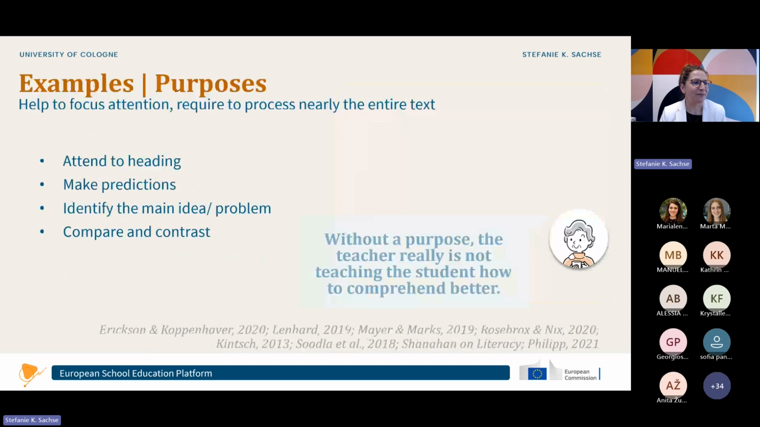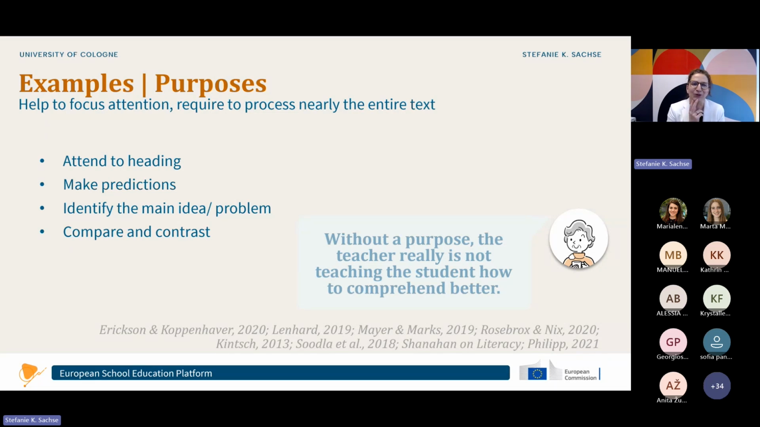So let's have a look at a couple of purposes. A good purpose helps you to focus your attention, and a good purpose requires you to process nearly the entire text or a bit longer. It's not just one question to answer.